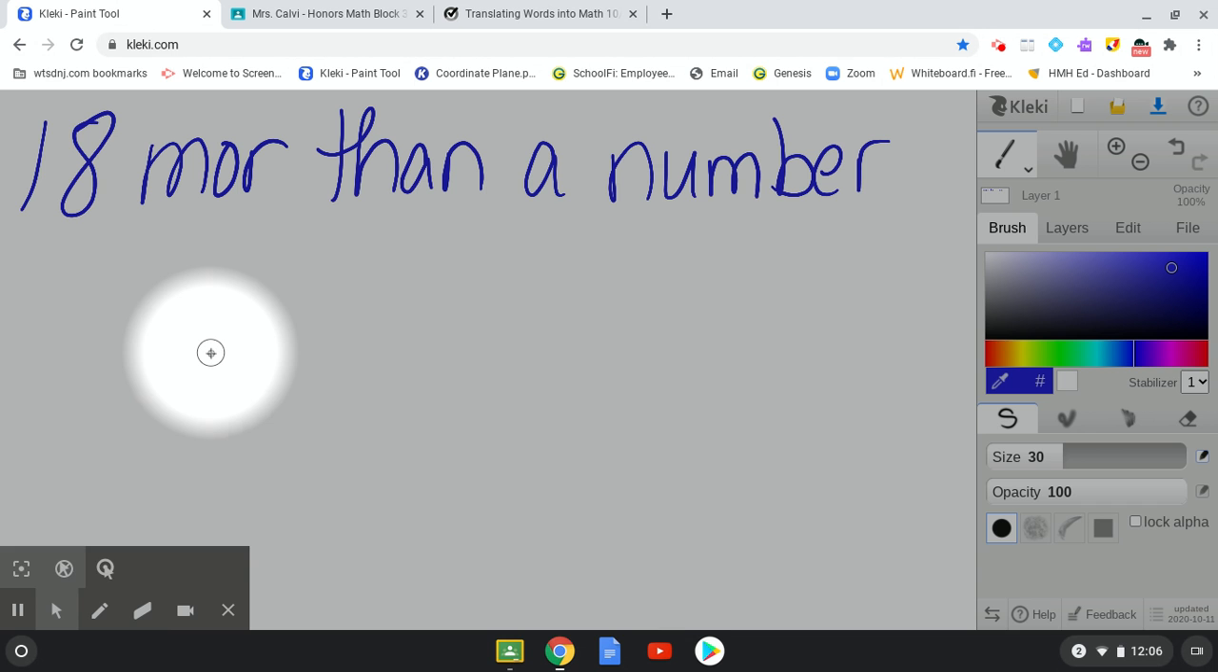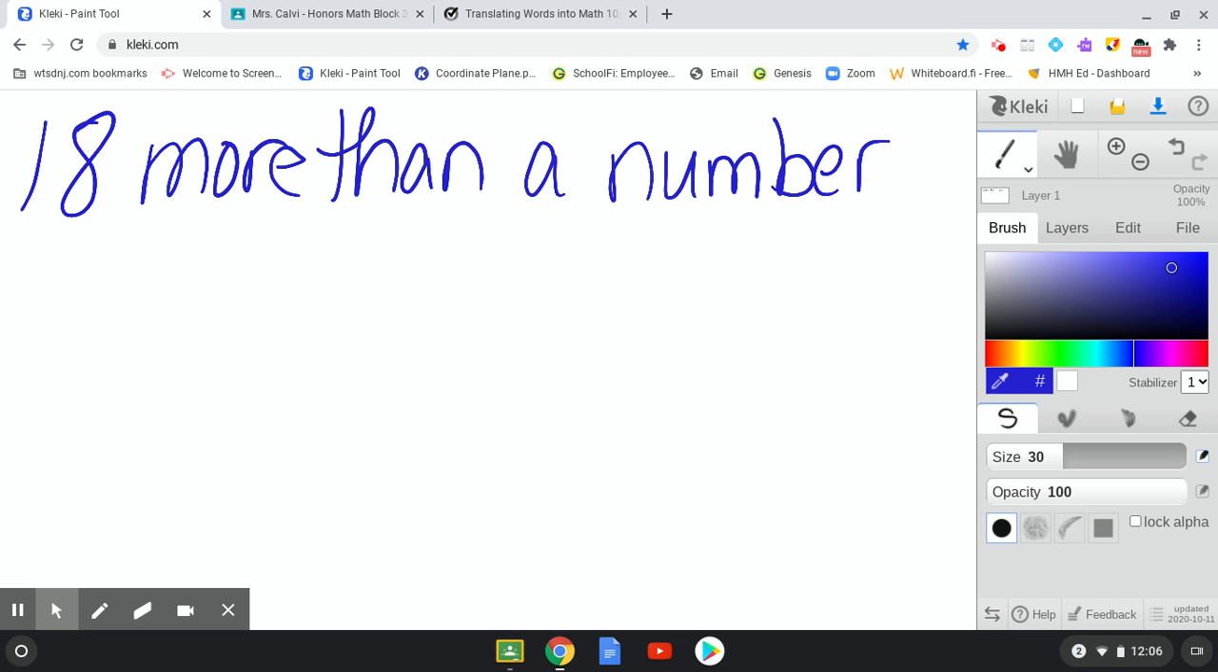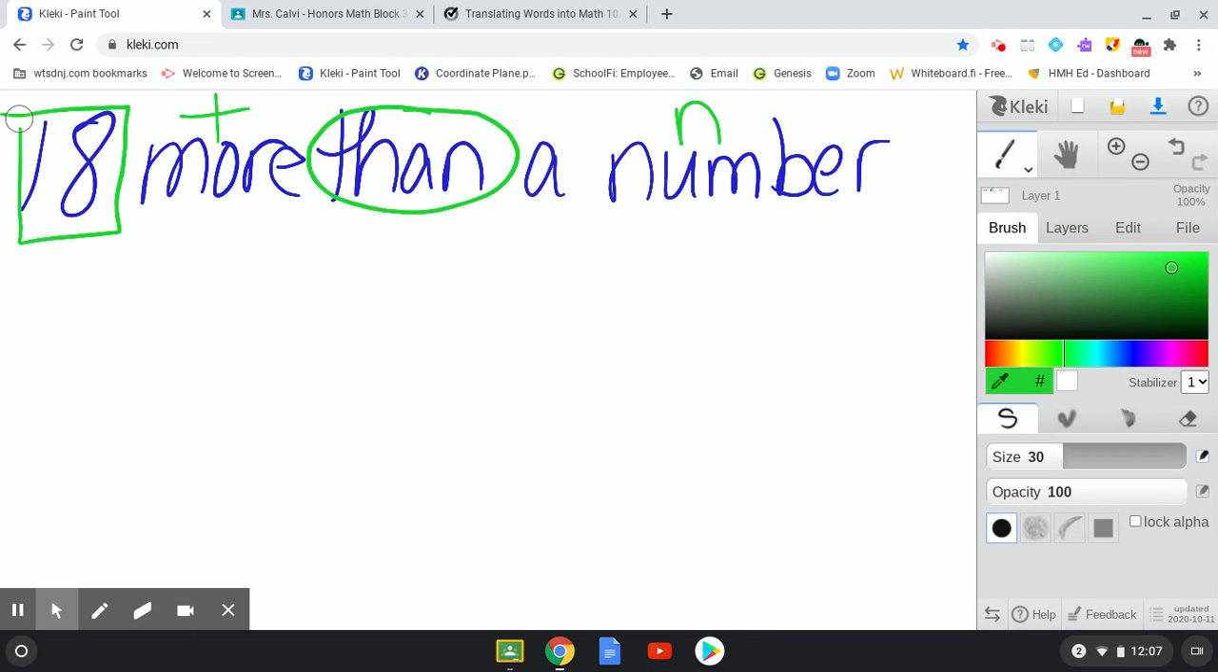Okay, so let's say I had 18 more than a number. I'm looking for the word than. I see than, I automatically know I'm going to circle that. I'm going to look to see what a number means. I need a variable. Number starts with the letter n, so I'm going to use n. I then want to find out what the operational symbol is. What word tells us there's going to be an operational symbol? So 18 more. Well, more means to add. So I'm going to put an addition sign up here because that means to add. And then 18 is also important, okay?